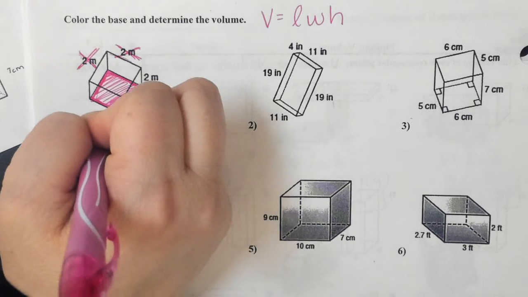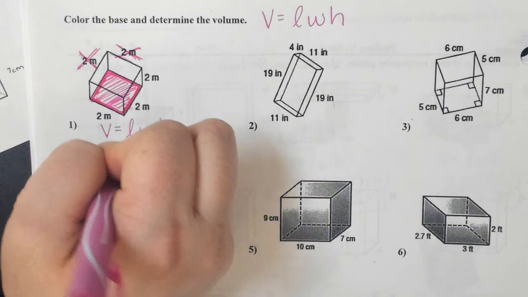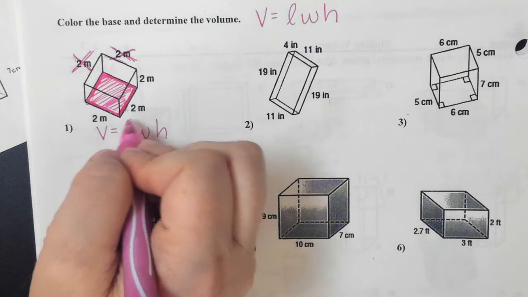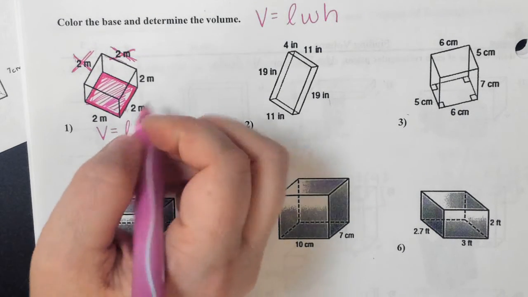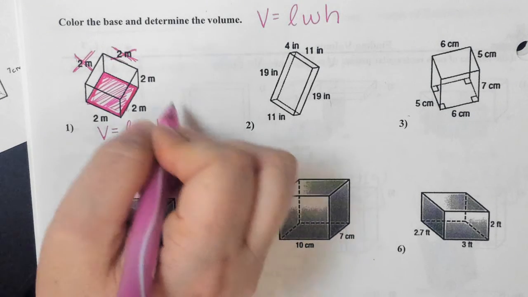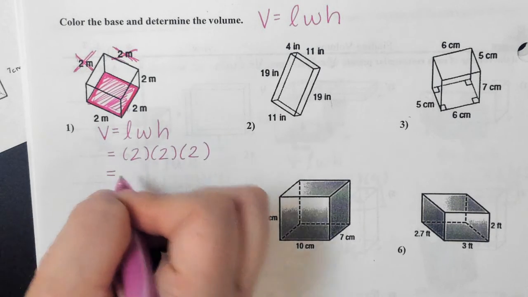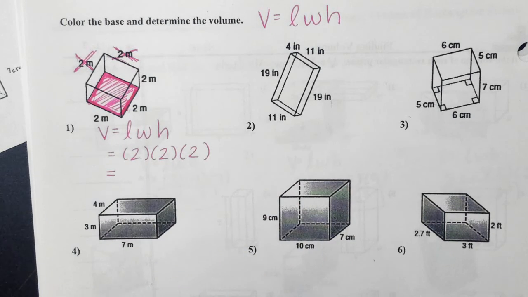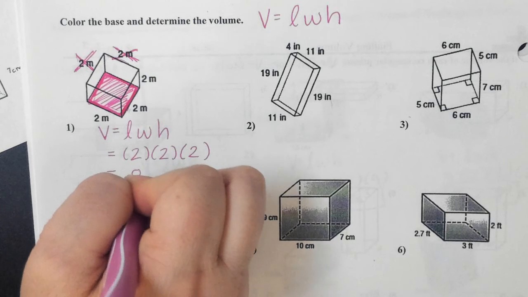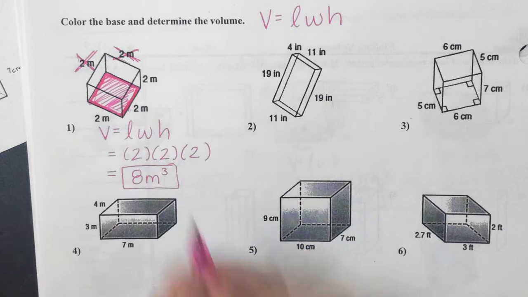All right. So let's write our formula. V equals LWH. So my length and width are going to be 2 and 2. And my height is going to be 2. Make sure you multiply, don't add. So we get 8 meters cubed. Yeah, be careful with that.